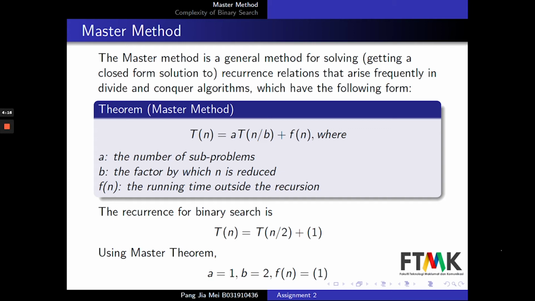The recurrence for binary search is T(n) equals T(n over 2) plus 1. This occurs by using the master theorem. We only split the problem into one subproblem, so a equals 1 and we divide n in half each time, thus b equals 2. The running time outside the recursion is O(1), so f(n) equals 1.